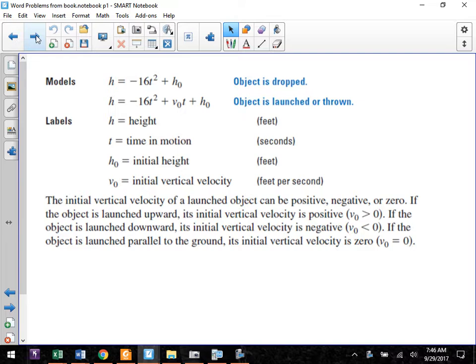So when you're talking about initial velocity, if you're in physics, you'll probably see this again.